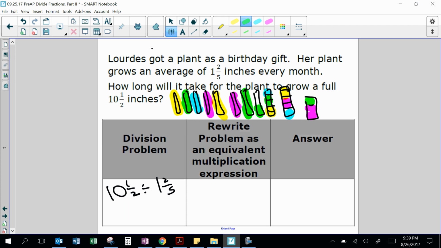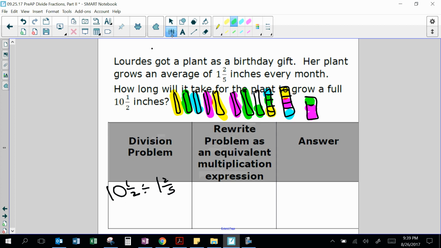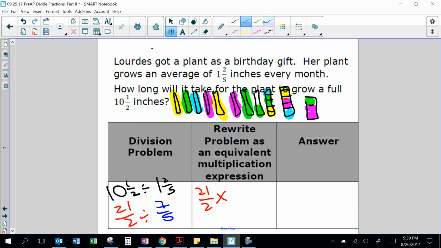So let's see. 10 1/2. How would you write that in fraction form? 2 times 10 is 20 plus 1 more is 21 halves. Divided by 1 2/5, which would be 7/5. I need to multiply by its reciprocal. So 21 halves times, what is the reciprocal of 7/5? 5/7. So 21 times 5 is 105, I believe. And 2 times 7, 14.